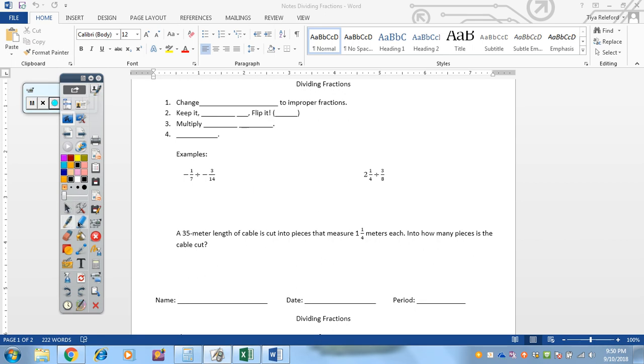Okay, so yesterday we multiplied fractions. Today we are dividing fractions. Guys, it's the same thing. There's one difference. So number one, we're still changing mixed numbers to improper fractions.